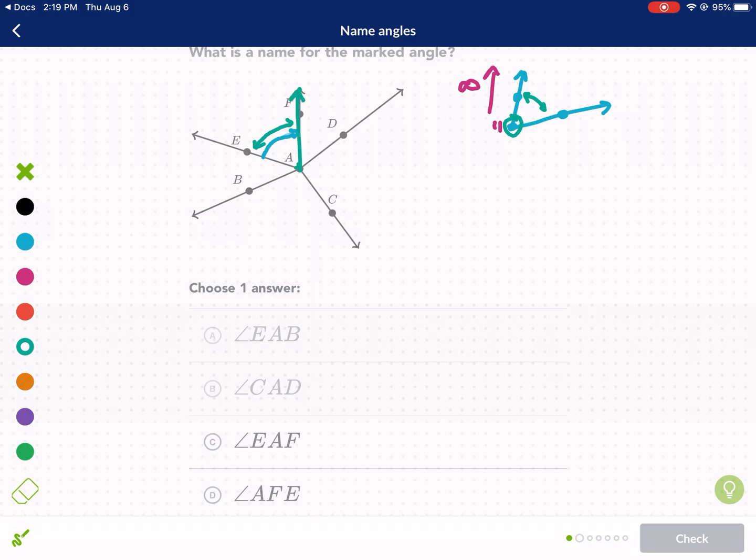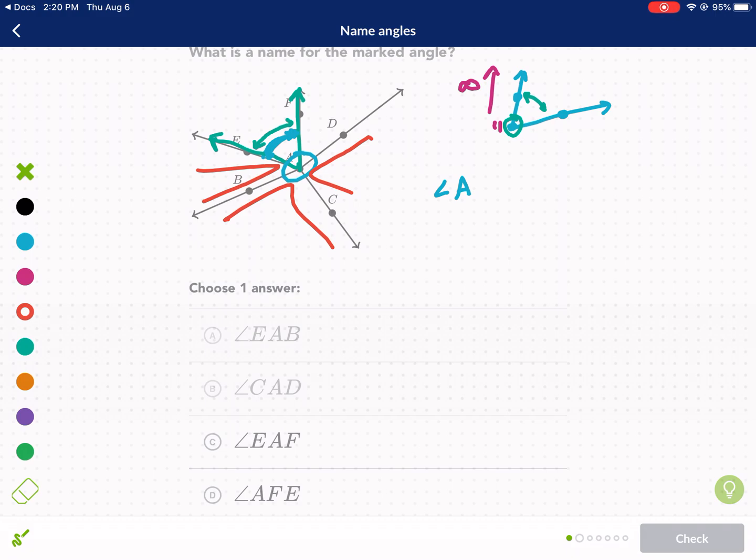So there's a ray here, there's a ray here, and it's talking about this blue measure here, okay? And that's that measure. Now, there's a couple different names. We shouldn't use angle A, okay? Even though point A is the vertex, we can't use angle A because which angle is it talking about? Is it talking about this one, this one, this one? Those all have a vertex of A, but you can't call it that.